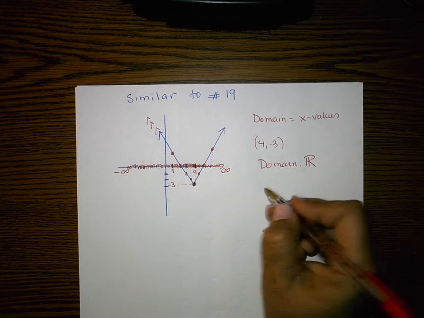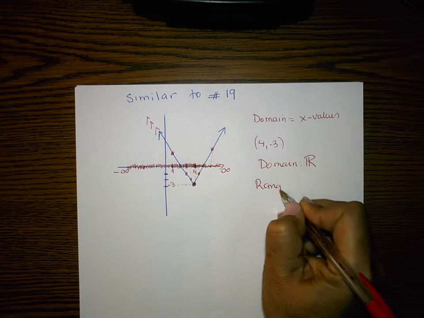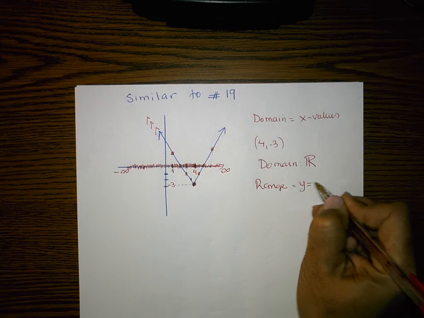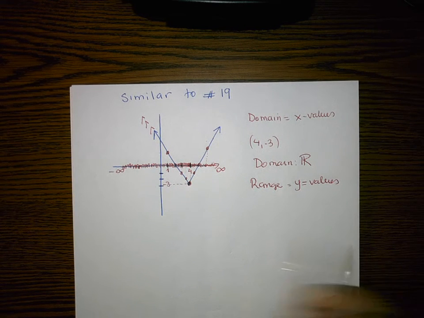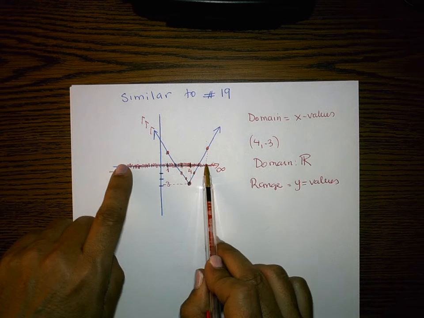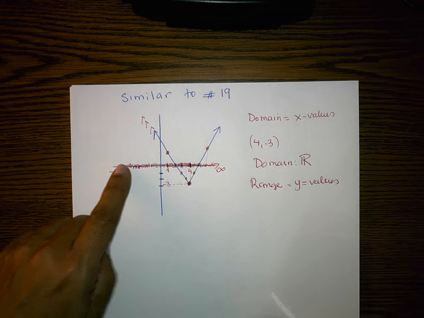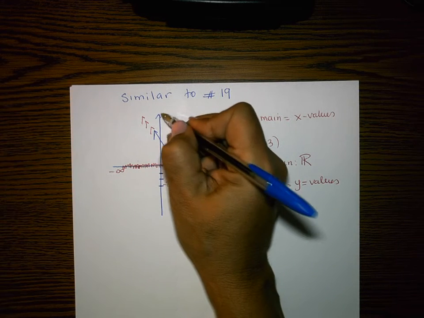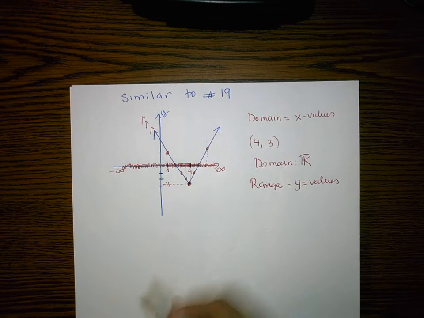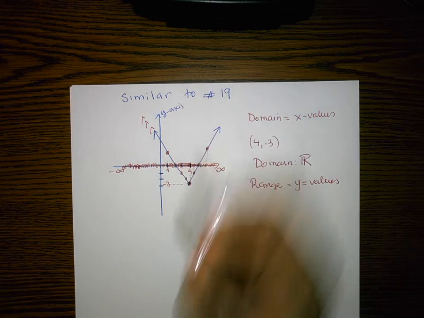How about the range? Let's talk about the range. The range is the y values. Okay, the range is the y values. So now I'm not going to focus on the x-axis. Now I'm going to switch pen here. Now I'm going to focus on the y-axis. That's where I'm going to focus now, is the y values. I'm going to focus on the y-axis.